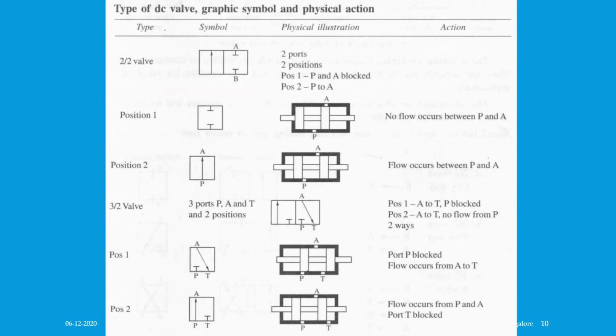Then coming to the types of DC valves and the graphic symbolic representations, you can observe it is a 2 by 2 valve and a symbolic representation you can see. And coming to the physical illustration, it is 2 ports and 2 positions. Position 1 is nothing but P to A is blocked, and position 2 is nothing but the flow is allowed from P to A. By this, you can see various different positions and types, and the symbolic and physical illustrations, which you can observe from this figure.